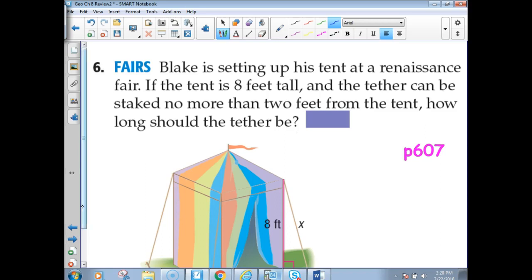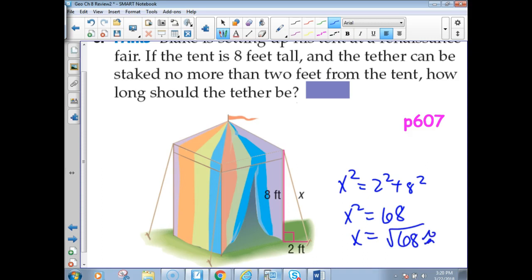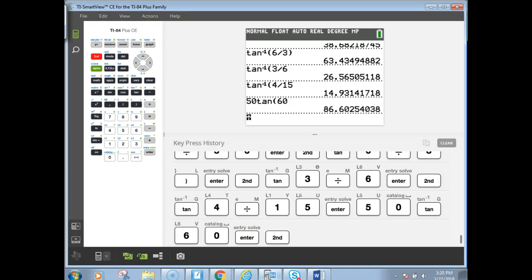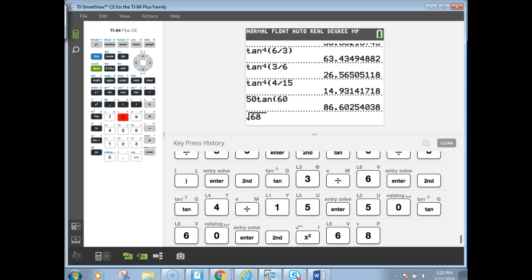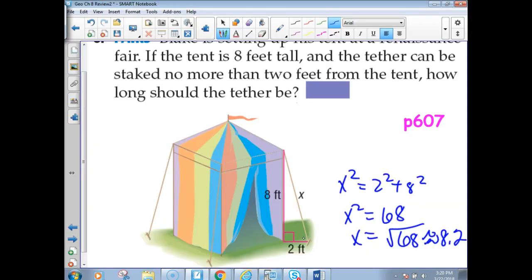Okay, 42, this looks like it's just a Pythagorean problem from the book. So x squared, the hypotenuse, would equal 2 squared plus 8 squared. That's 4 plus 64, 68. You take the square root of 68. I don't know what that is, about 8.2. Someone check. Square root of 68. So if I went to the tenth, it'd have to be 8.2. Okay. Oh, and it's in feet.